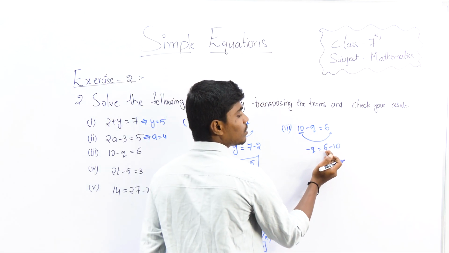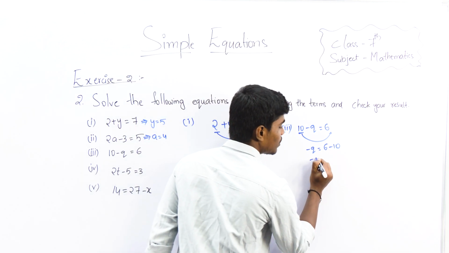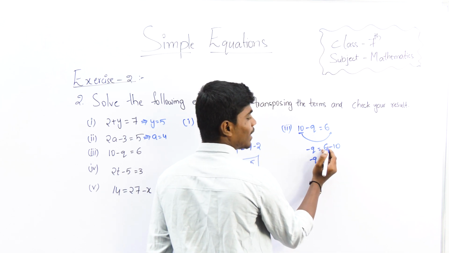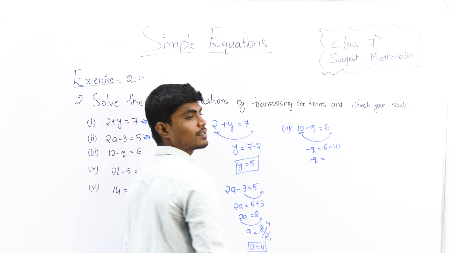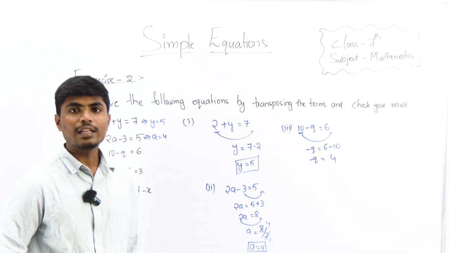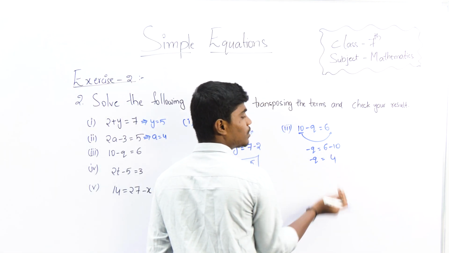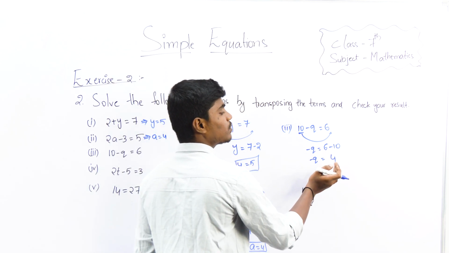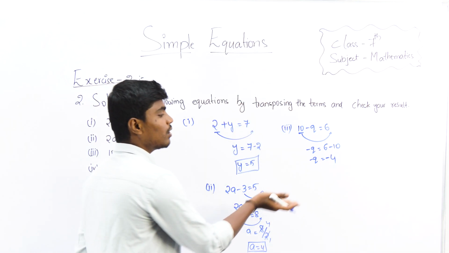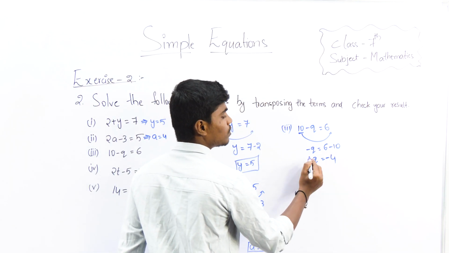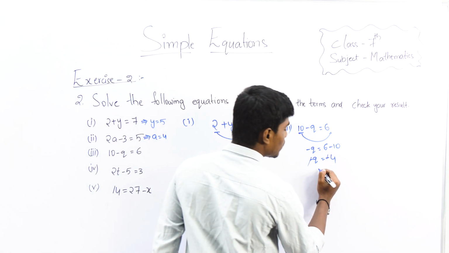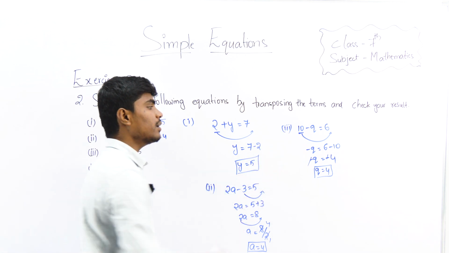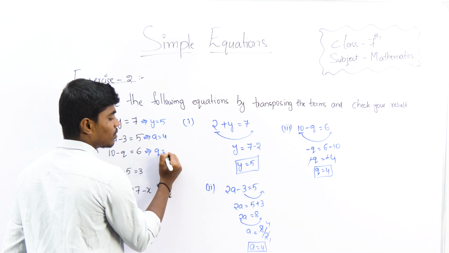So minus q is equal to 6 minus 10. 6 minus 10 is minus 4. See, 6 and 10, one is positive, one is negative. So 10 minus 6 is 4, and the sign is that of the greater number. Here 6 has a positive sign and 10 has a negative sign. 10 is the greater one, so 10 has the negative sign, so 4 should have the negative sign. Here on the left side and on the right side, both are negative, so we can cancel them. So the remaining is q equals 4. The value of q is 4. This is the solution for the third one.